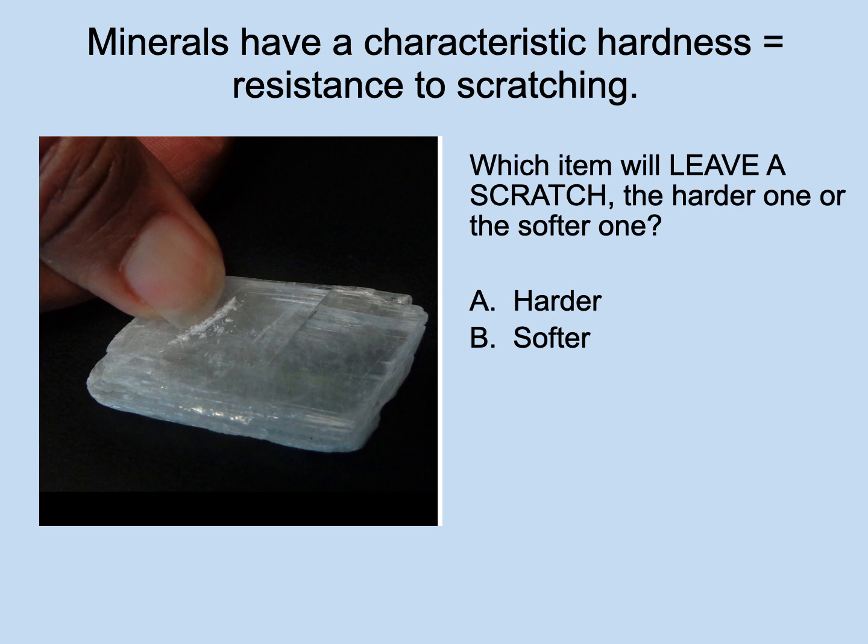So knowing this definition, which item will leave a scratch? A harder material or a softer material? Take a minute and think, and then I'll give you the answer. Okay, you're going to be doing a lot of this, or I should say for this class, you're going to be watching me do this a lot. The item that is harder will leave a scratch on the softer mineral, and that's how we're going to figure out, relatively speaking, how hard or soft a mineral is.